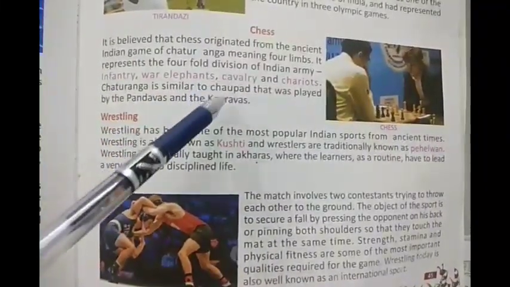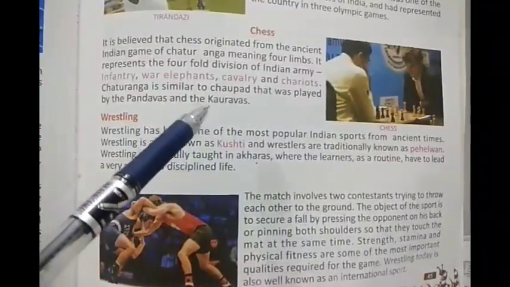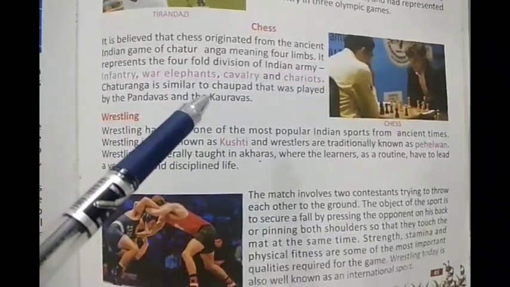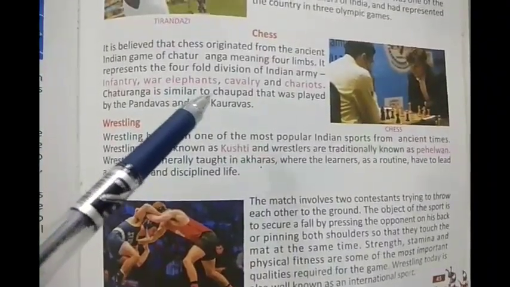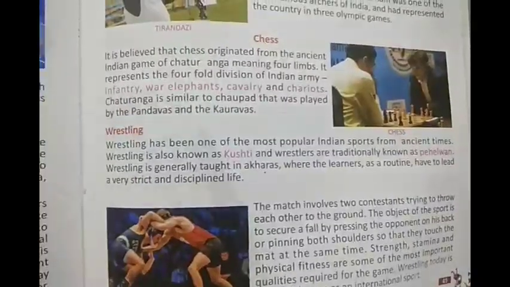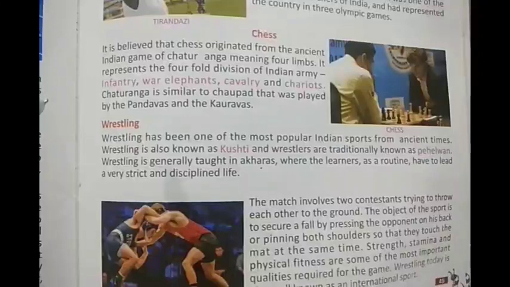Even cavalry is sitting on the back of the horse. And chariots, it's a two-wheeled vehicle which is drawn by horses, and it was used in ancient times for the purpose of racing and warfare. So these are the four terms which are associated with this game, that is chess.